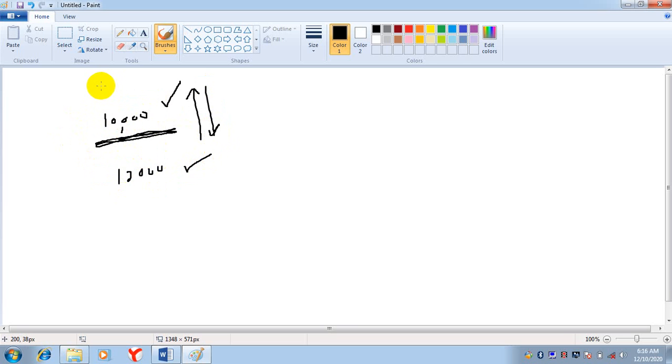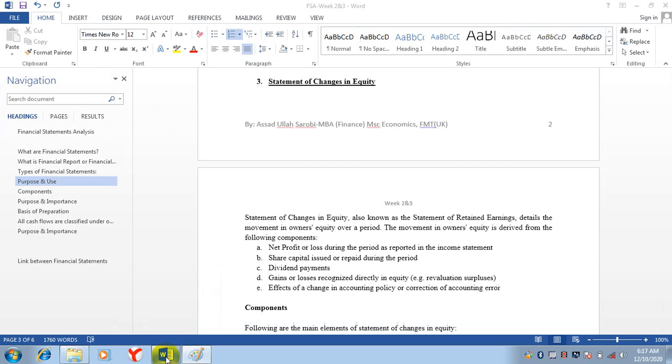But suppose on revaluation the value comes down to 9,000, the market value of these assets is now $9,000. In this case, there will be a loss of 1,000, and that loss of 1,000 will be deducted from shareholders' equity.